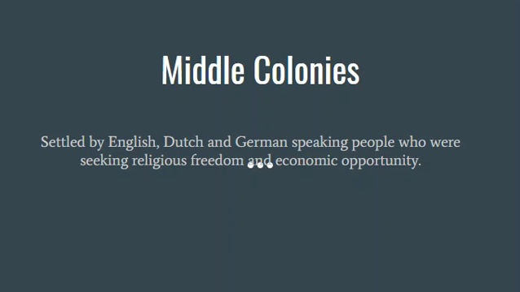Next, we're going to briefly talk about the middle colonies. There's really not too much to talk about today. Really, for them, all you have to know for the middle colonies today is they were settled by English, Dutch, and German-speaking people who were seeking religious freedom and economic opportunity. So as you can see, a lot of these were seeking religious freedom and economic opportunity.